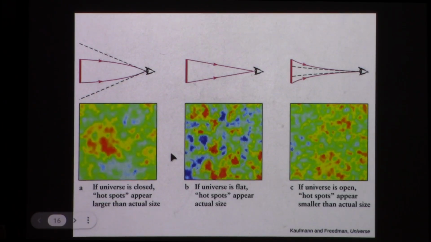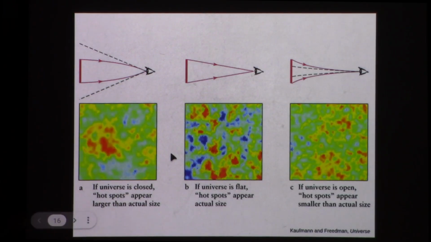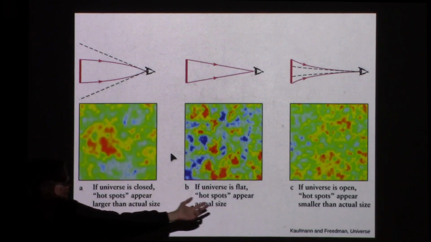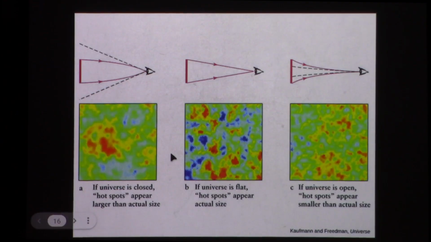If the universe is spherical, closed, then that makes the hot spots look bigger than they, so to speak, actually are. It makes them look bigger than 1 degree across. And so we would expect to see them looking literally bigger. And if the universe is open, saddle-shaped, they would look smaller than that. So what we do is we look at how big the hottest hot spots are, and the answer is 1 degree, and it says the universe is flat, is what it comes down to.